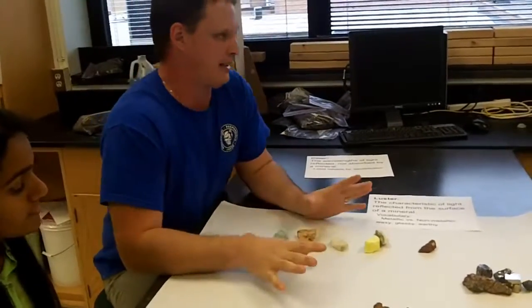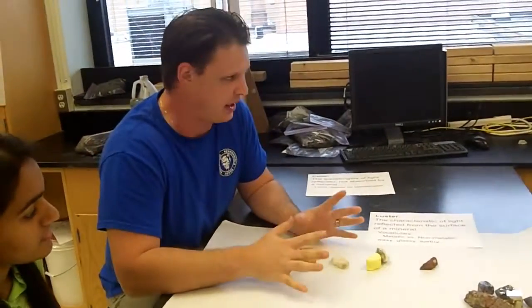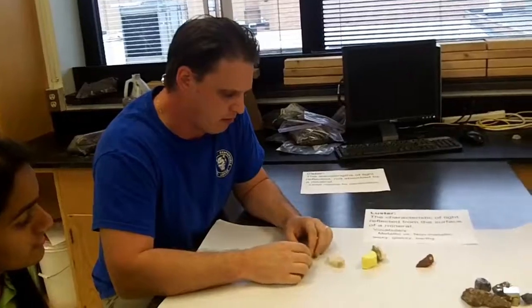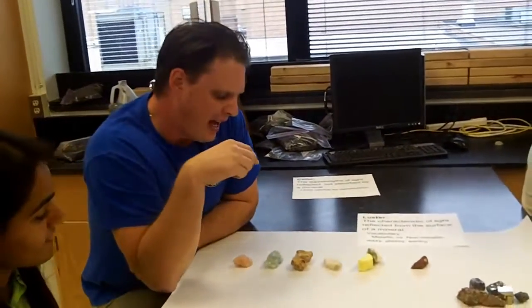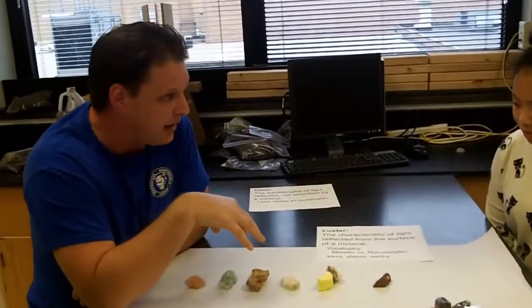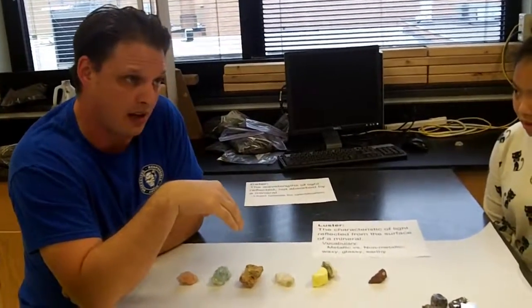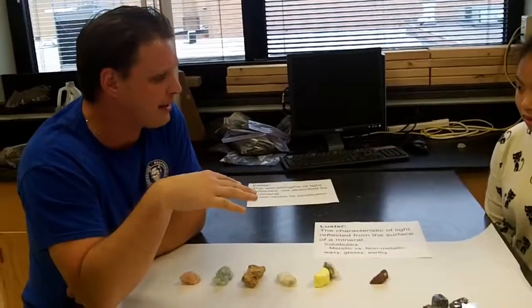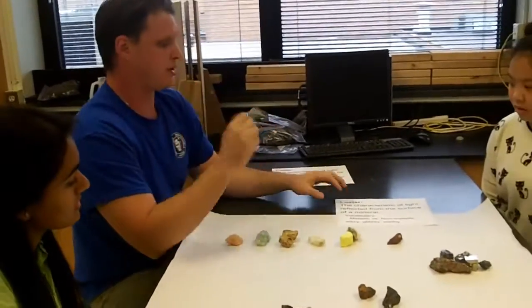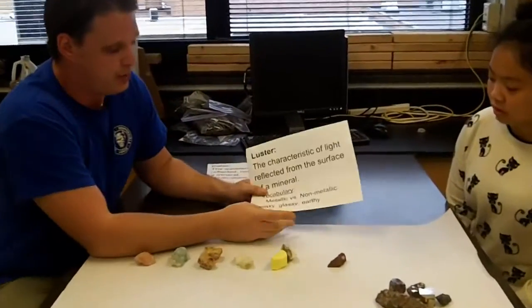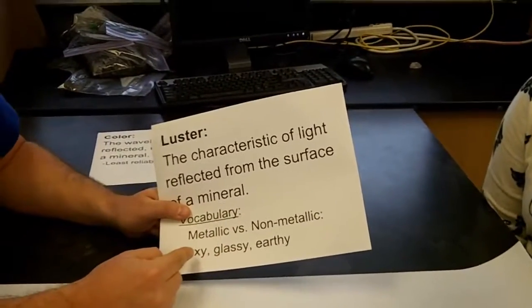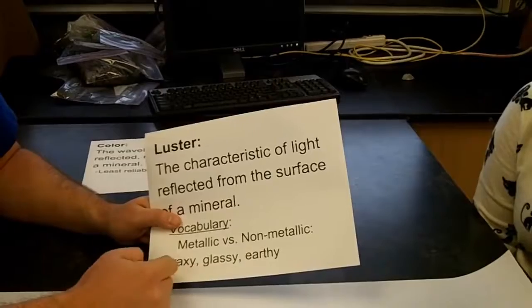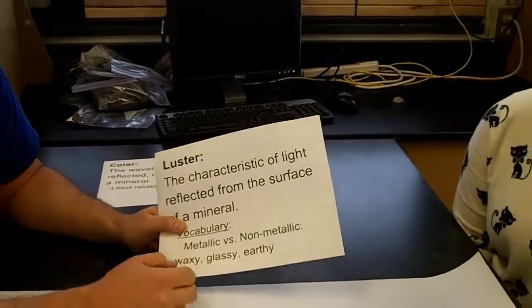Now, if we thought this was really easy, there's another layer here. It's not complicated, but there's more. I'm going to further subdivide non-metallic by how it reflects light, and I'm going to use these special terms right here: glassy, waxy, and earthy.